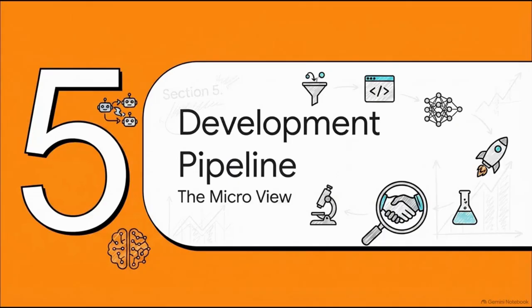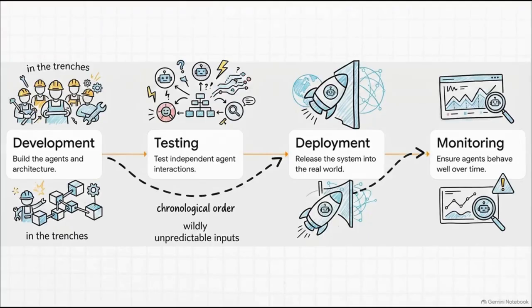Section 5. The development pipeline steps, the micro view. Let's zoom in a bit. These are the steps you have to rigorously oversee strictly in chronological order. First, we have development. This is where your team is in the trenches actually building the agents and the architecture. Second is testing. Now, this is incredibly complex because you're testing how completely independent agents interact with wildly unpredictable inputs. Third is deployment, pushing it out into the real world. And fourth is active monitoring.